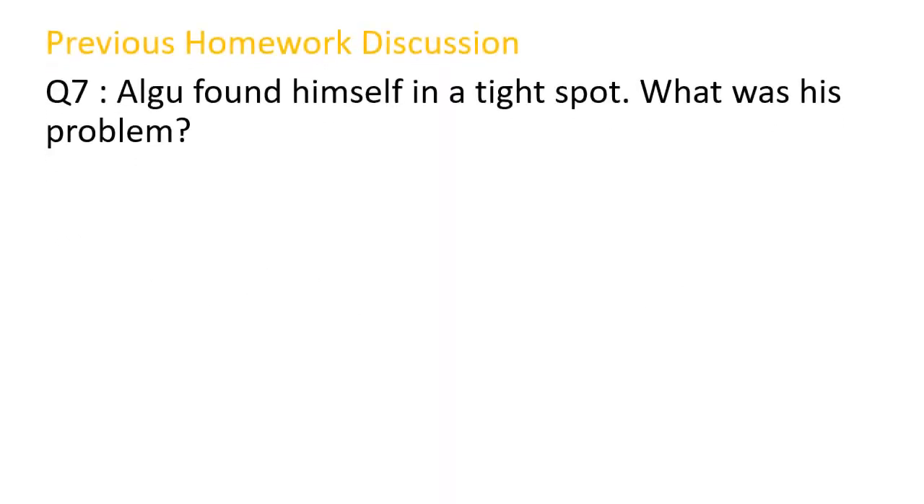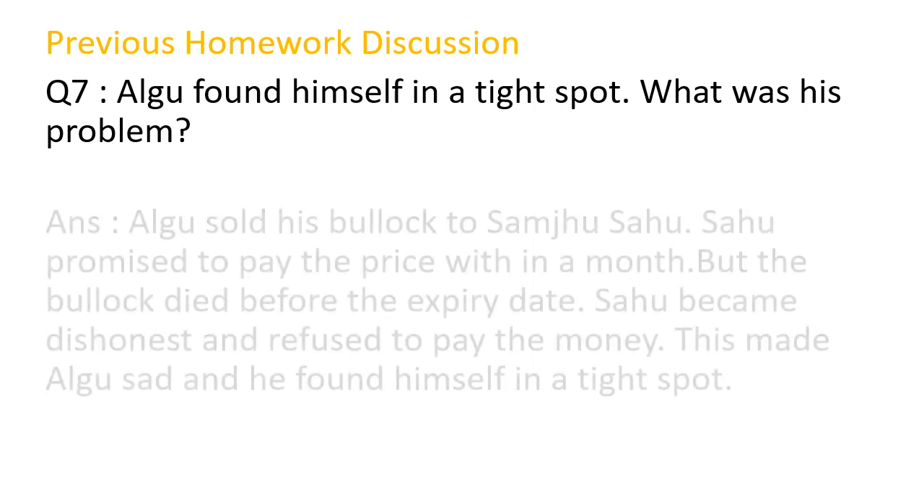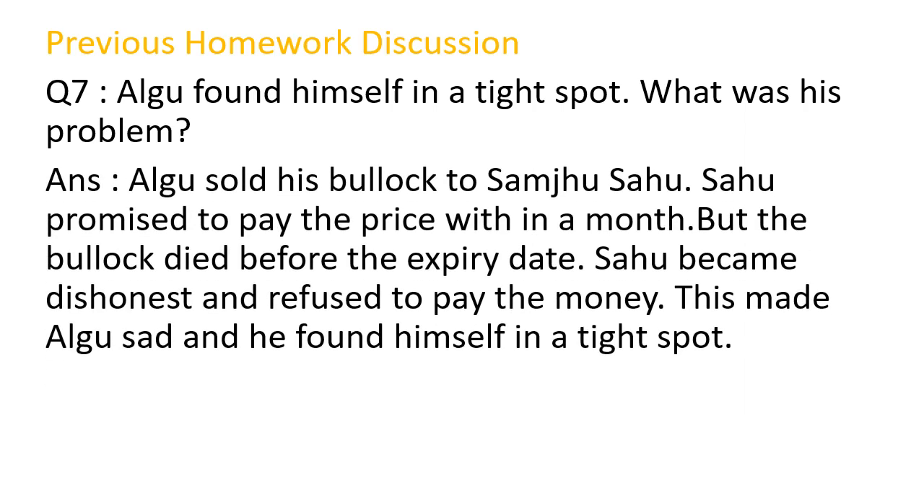Question number 7. Algu found himself in a tight spot. What was his problem? Its answer. Algu sold his bullock to Samju Sahu. Sahu promised to pay the price within a month, but the bullock died before the expiry date. Sahu became dishonest and refused to pay the money. This made Algu sad and he found himself in a tight spot.